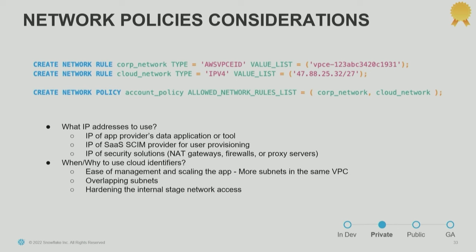Now, one question that I do get frequently asked is, what are the IPs that I should put in the policy, and now the network rule? This can be anything. This can be an external IP address of your data app. It can be an IP address of your IDP, Okta or Azure, where you're provisioning the users from. Or it can be your external IP or egress IP of your security infrastructure, like NAT gateways and firewalls or what have you.